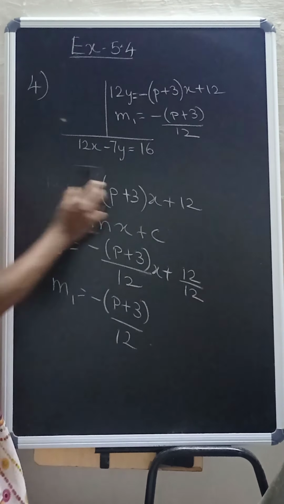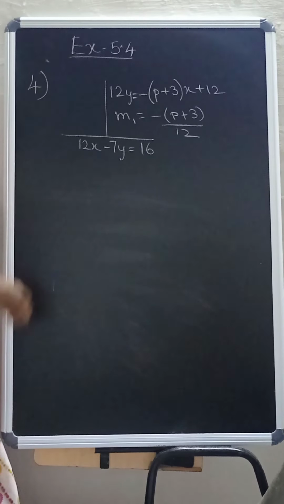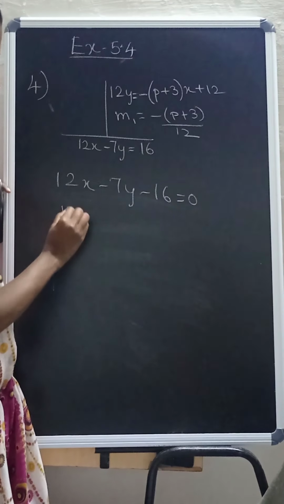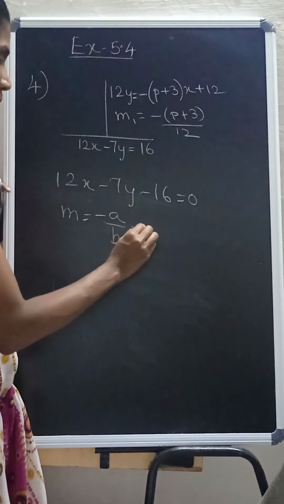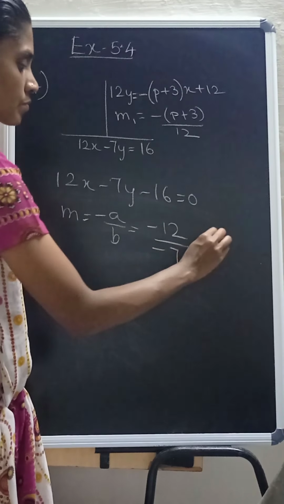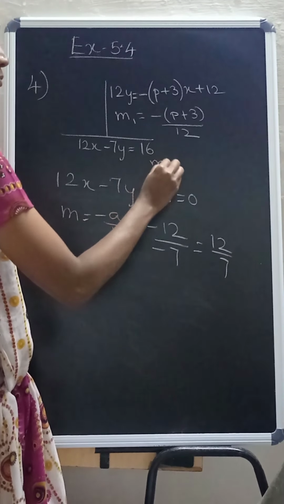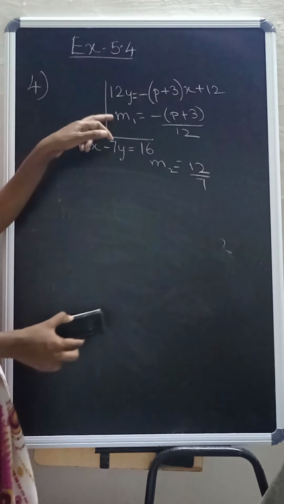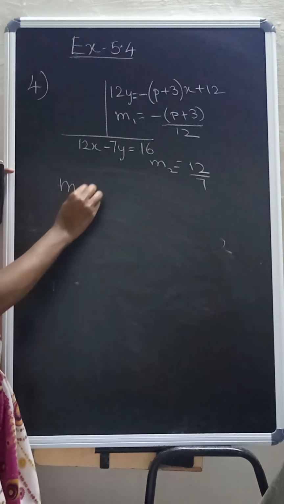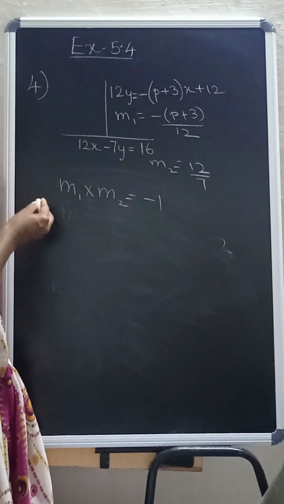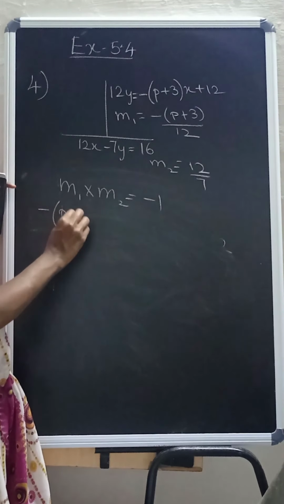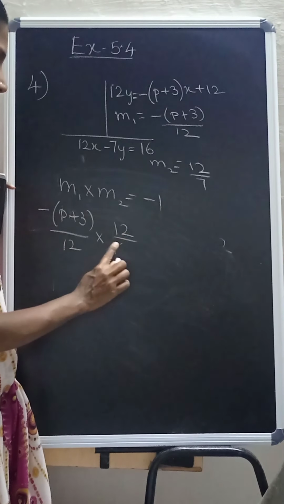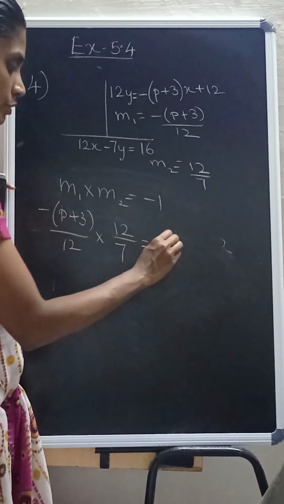So here m1 is equal to minus of p plus 3 by 12. Now find the slope of the next line, perpendicular line. Slope m is equal to minus a by b. So m2 is equal to 12 by 7. Now since these two lines are perpendicular, m1 into m2 is equal to minus 1. So minus of p plus 3 by 12 into 12 by 7 is equal to minus 1.